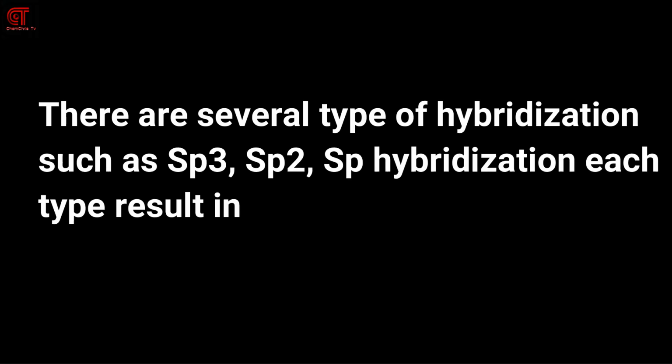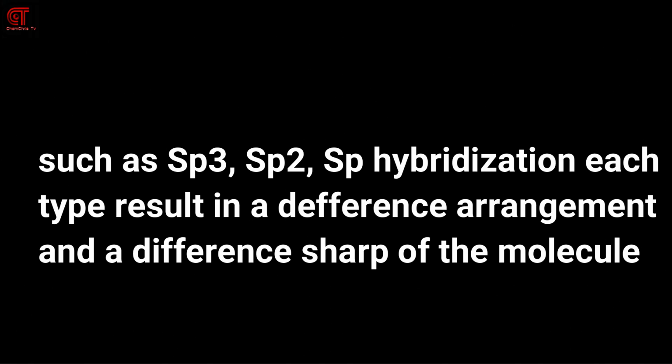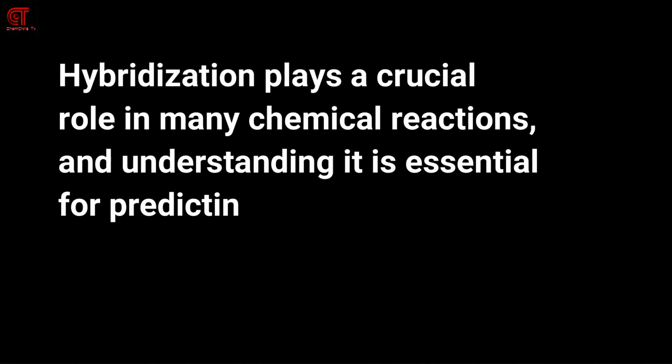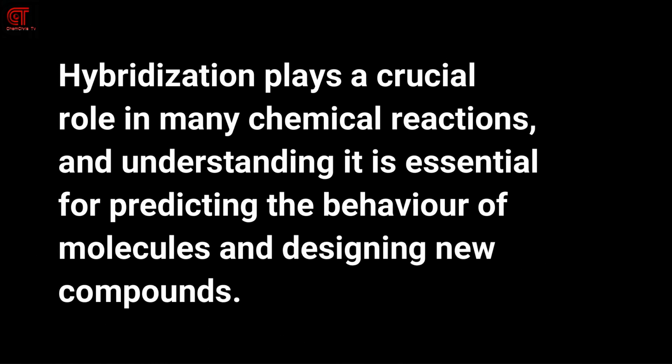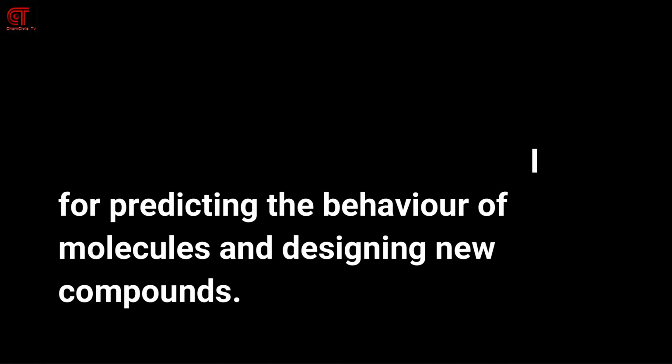There are several types of hybridization, such as sp3, sp2, and sp hybridization. Each type results in a different arrangement of electrons and a different shape of the molecule. Hybridization plays a crucial role in many chemical reactions, and understanding it is essential for predicting the behavior of molecules and designing new compounds.